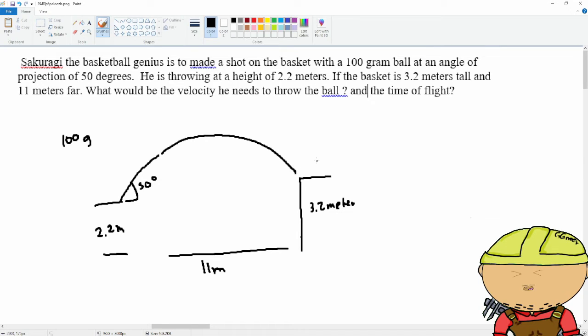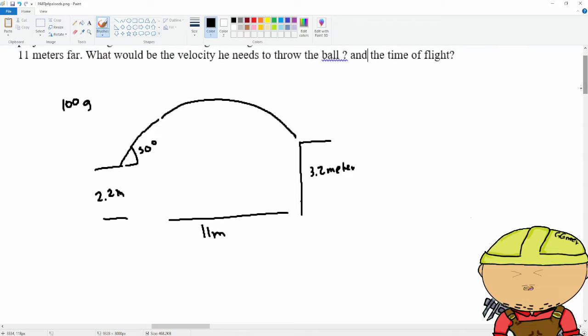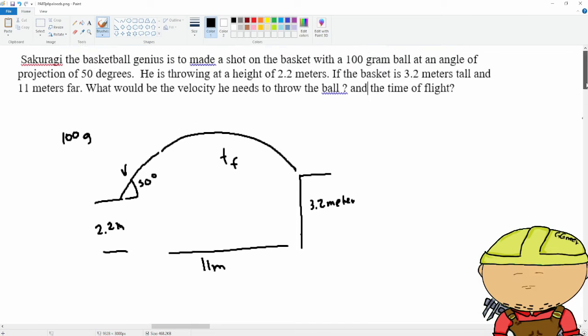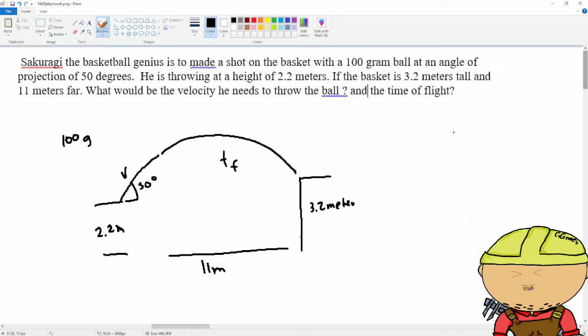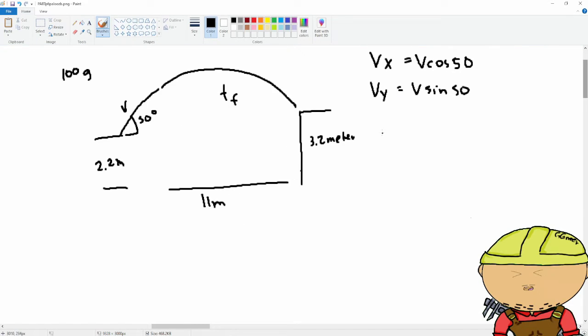Okay, let's do this. Time of flight and velocity. We have 3 problems. I'm gonna do the shortcut method. You guys at home could do the long method by solving it by a component method: Vx is V cosine theta or cosine 50, Vy is equal to V sine 50. You guys could try that, but I'm gonna do the shortcut method.